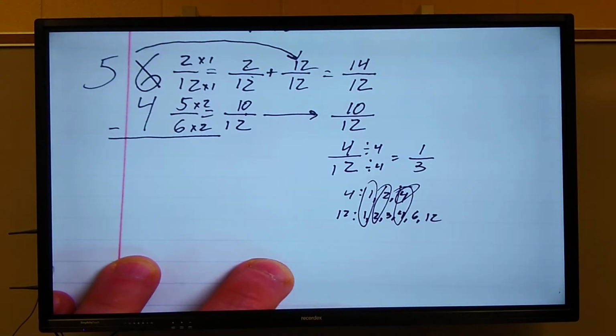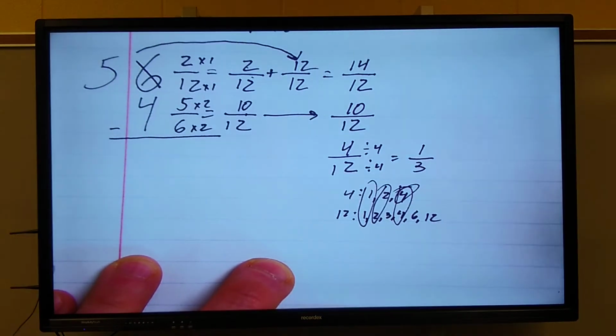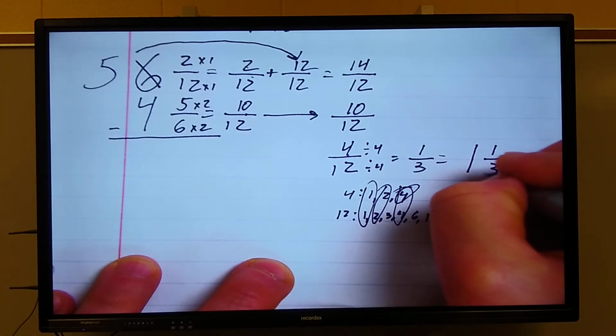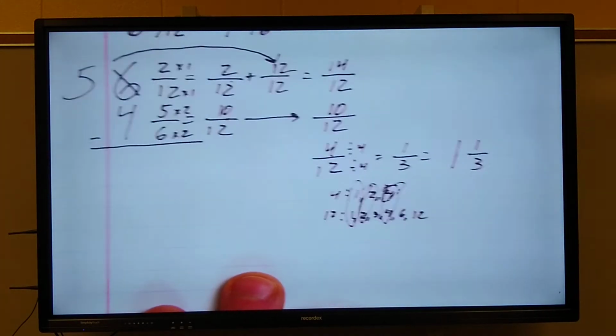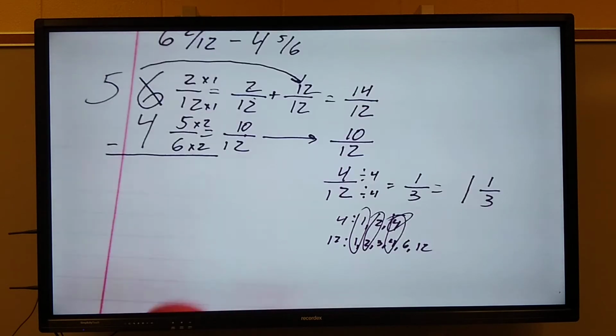Now I must subtract my whole numbers. 5 minus 4 is 1. So my answer is 1 and 1/3. Look at all that beautiful work. You can do it. And I hope you did it right then. And you're about to do another beautiful problem.